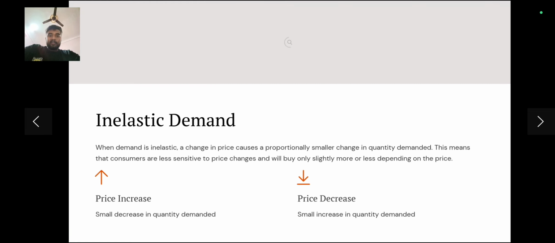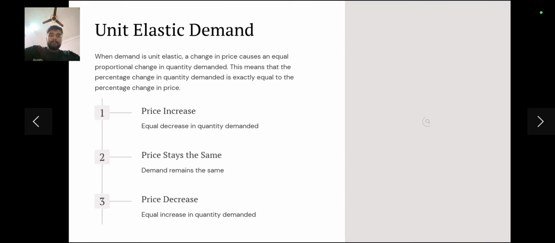Inelastic demand. When demand is inelastic, a change in the price causes a proportionally smaller change in quantity demanded. This means that consumers are less sensitive to price changes and will buy only slightly more or less depending on the price. If the price increases, there is a small decrease in quantity demanded. If the price decreases, there is a small increase in the quantity demanded.